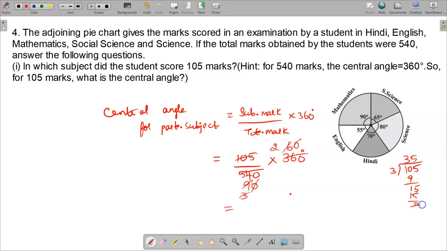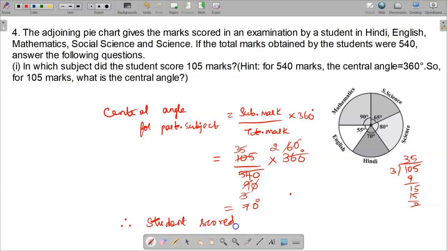So cancelling out this value I am getting 35. So 35 into 2 is nothing but 70 degrees. So the central angle for that particular subject is 70 degrees. From the diagram, I have a central angle of 70 degrees for the Hindi subject. So the student scored 105 marks in which subject? It is Hindi, because for Hindi only the central angle is 70 degrees.